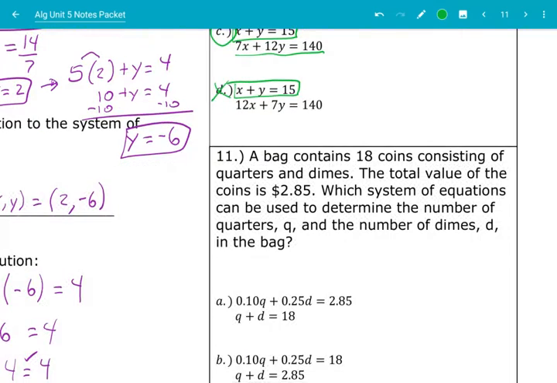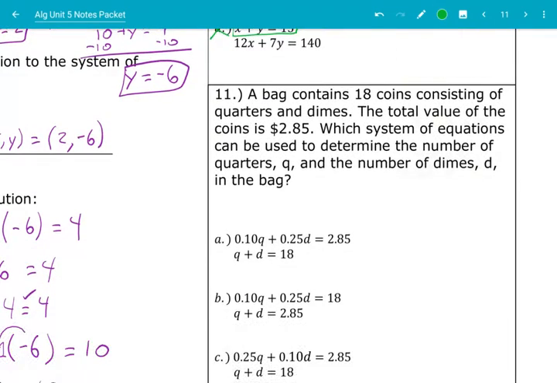A bag contains 18 coins. And looky here, that's just like the plates, isn't it? Let's use orange this time. 18 coins. This is the number of coins. I don't know why I spelled coins with a T. Well done. I'm a college graduate, folks. Number of coins.